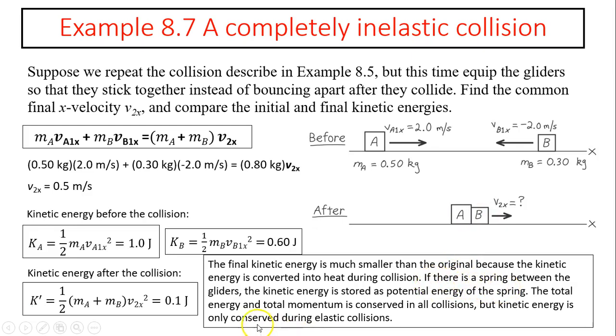If there is a spring between the gliders, however, the kinetic energy will be stored as the potential energy of the spring. Then eventually they separate and will have the same kinetic energy as before. The total should be the same. The total energy and the total momentum, however, are conserved in all collisions. Remember, the mechanical energy plus internal energy before should equal that after. But only kinetic energy is conserved during an elastic collision.